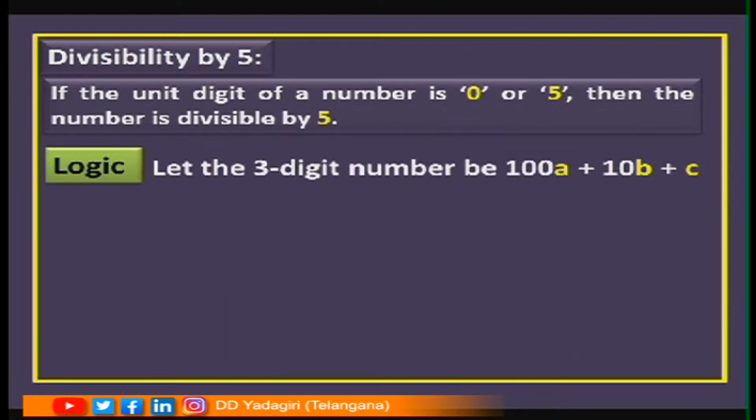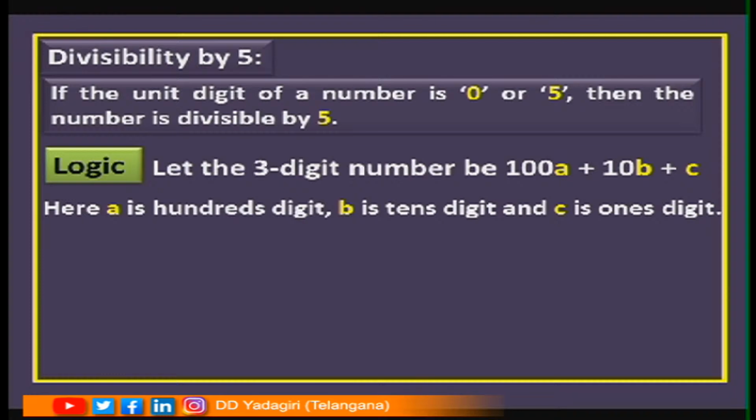Let us consider a 3-digit number as 100A plus 10B plus C. Here A is the hundreds digit, B is the tens digit, and C is the ones digit. Now, 100A plus 10B plus C can be written as 5 into (20A plus 2B) plus C. Why? Because in these two terms, I have taken 5 as a common factor.